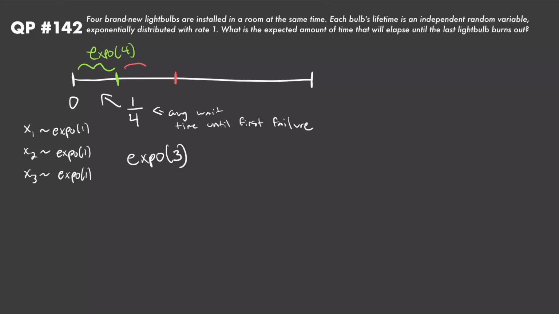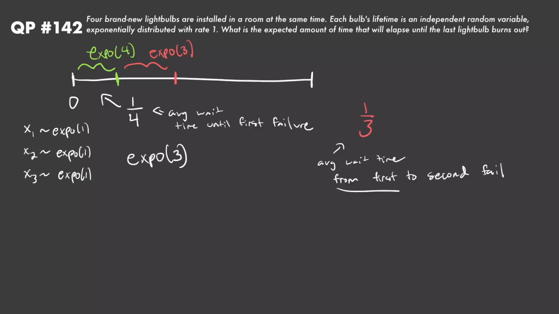So this right here is going to be distributed as an Expo 3, which again is going to have a mean, an average value of 1/3. So that is the expected wait time for us from the point of first failure to the point of second failure. And now we just need to calculate what is the waiting time until the point of third failure.